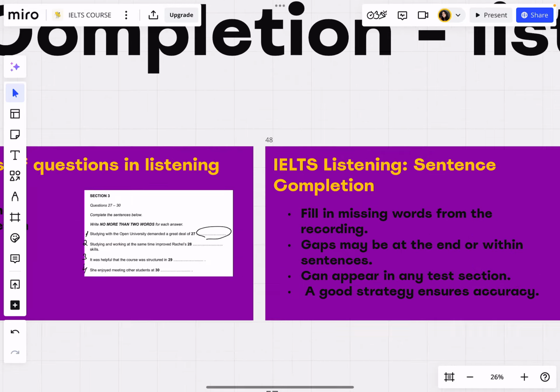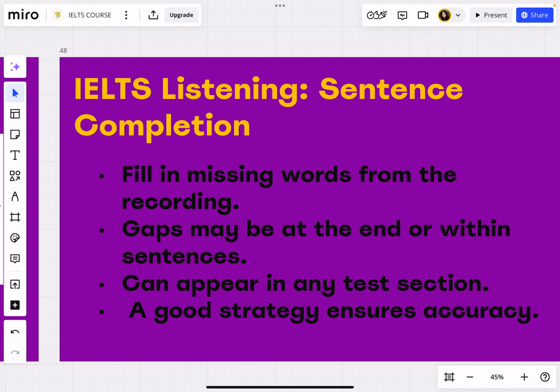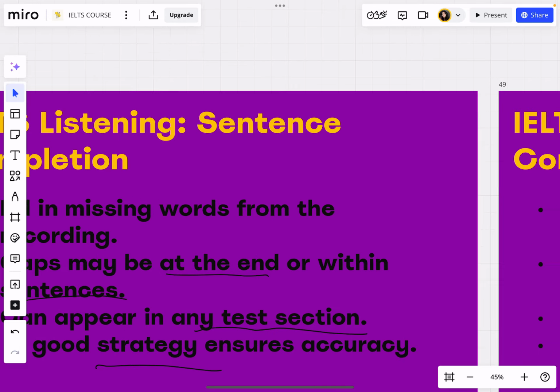So let me explain further. You need to fill in the missing words from the recording. You need to hear it, and fill in the gap with one word from the recording. Gaps may be at the end or within the sentences, and they can appear in any section of the test: the first, second, third, or fourth section. It also depends on the structure. So a good strategy ensures accuracy. Now I'm going to explain it more.